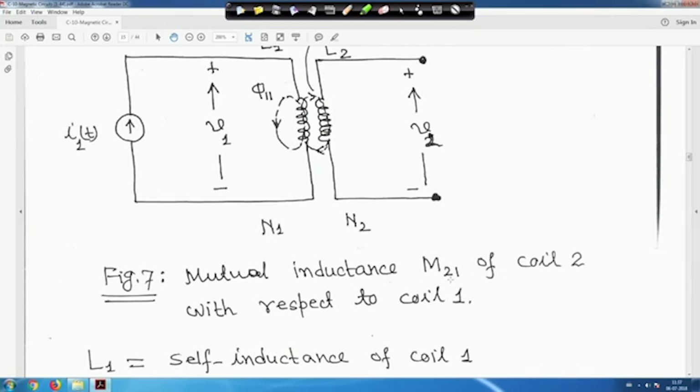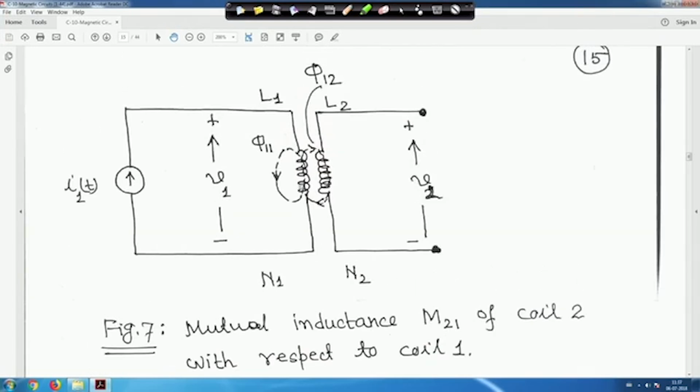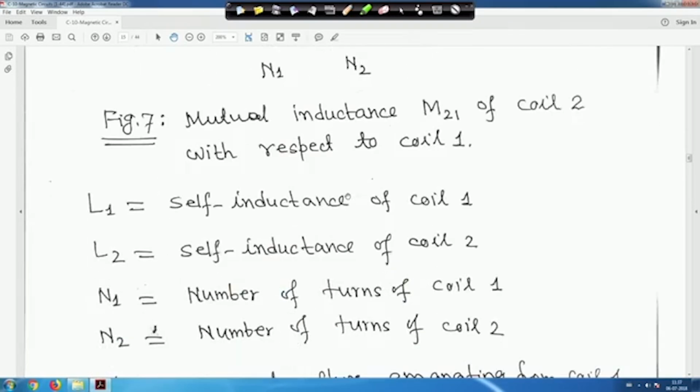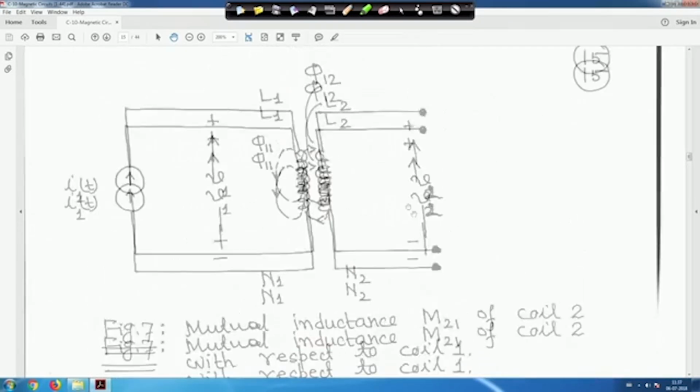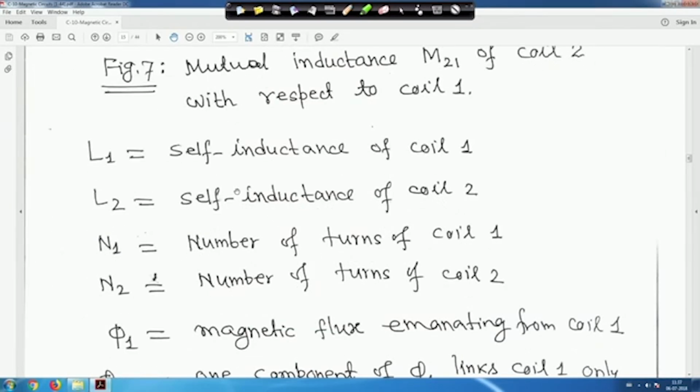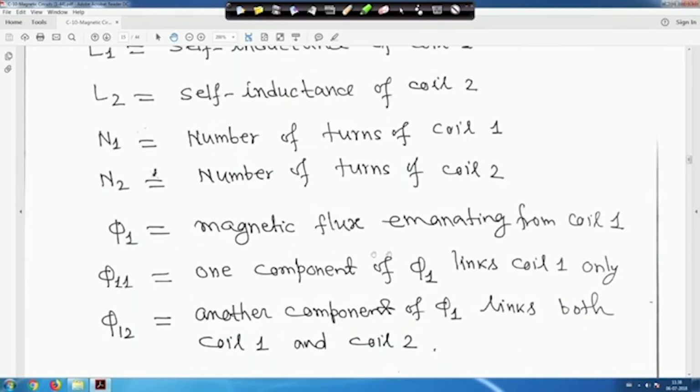So see the meaning of this now, your suffix, right. So this way you can find out what will be the mutual inductance. L1 is the self inductance of coil 1, everything is given, all nomenclature is given. L2 is self inductance of coil 2, N1 number of turns of coil 1 given, N2 number of turns of coil 2 is given.